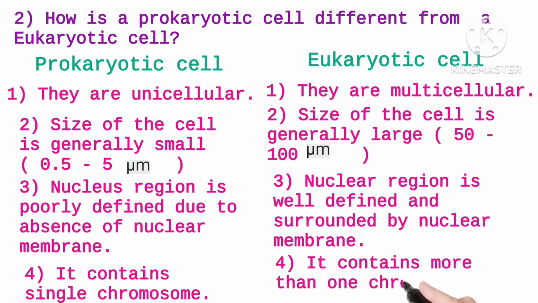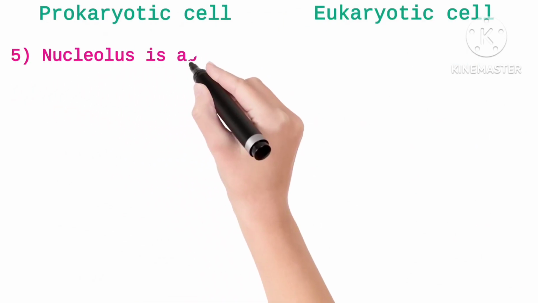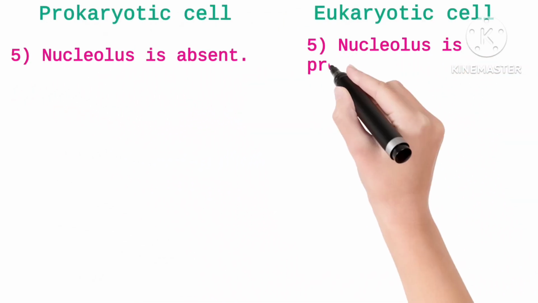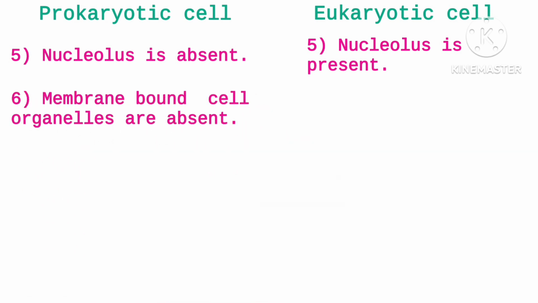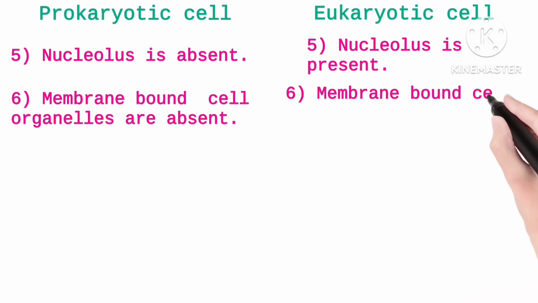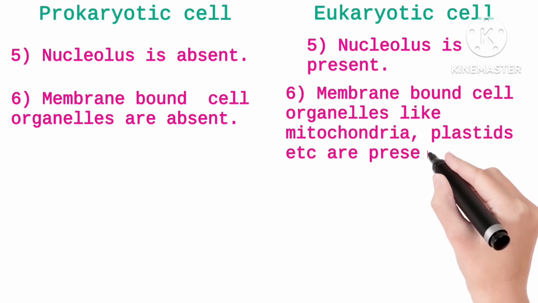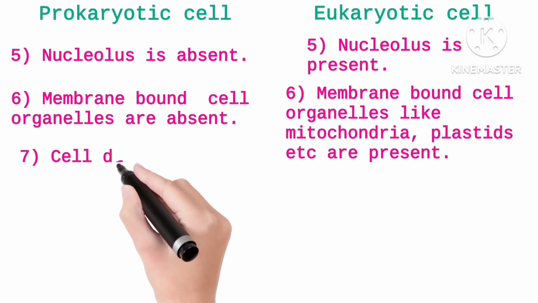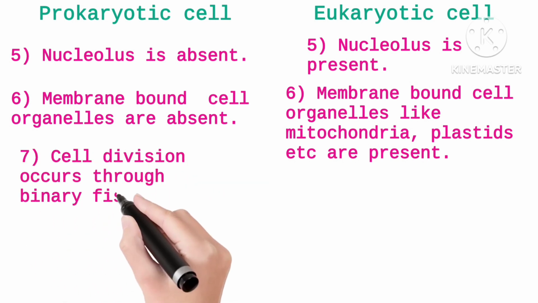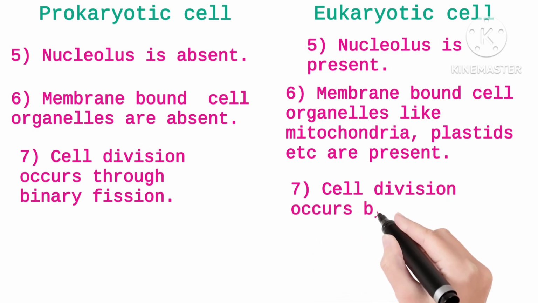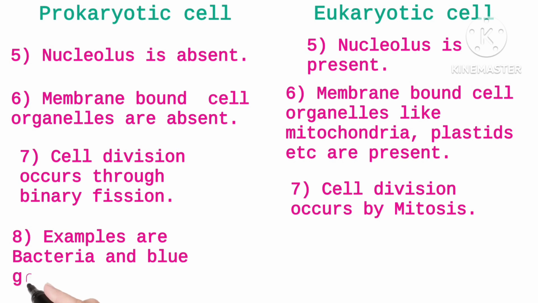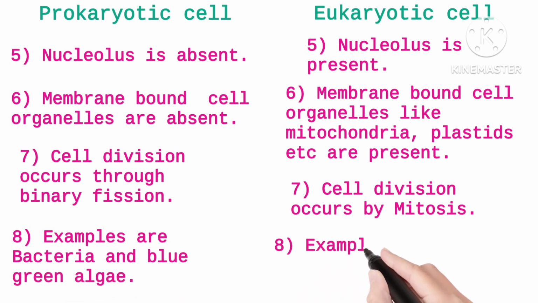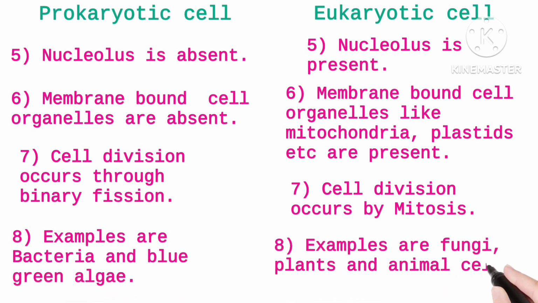Prokaryotes contain a single chromosome, eukaryotes contain more than one chromosome. In prokaryotic cell, nucleolus is absent, nucleolus is present in eukaryotic cell. Membrane-bound cell organelles are absent in prokaryotic cells. Membrane-bound cell organelles like mitochondria and plastids are present in eukaryotic cell. Cell division occurs through binary fission in prokaryotic cell. Cell division occurs through mitosis in eukaryotic cell. Examples of prokaryotic cells are bacteria and blue-green algae. Eukaryotic examples are fungi, plants, and animal cells.